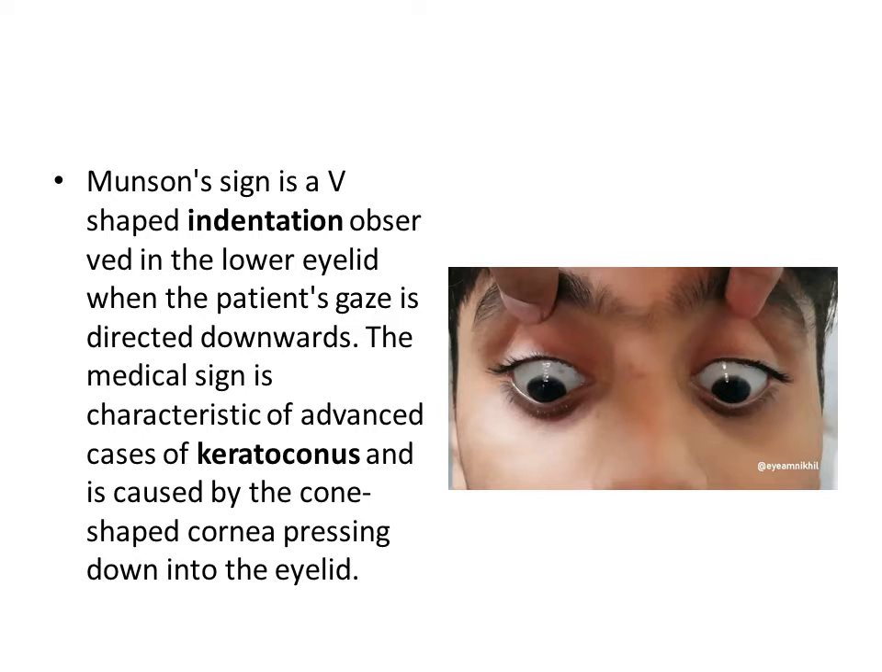Munson sign is a V-shaped indentation observed in the lower eyelid when the patient's gaze is directed downwards. The sign is characteristic of an advanced case of keratoconus and is caused by the cone-shaped cornea pressing down into the eyelid.